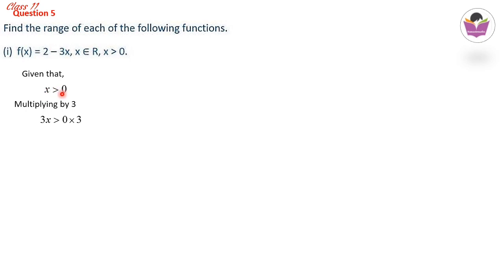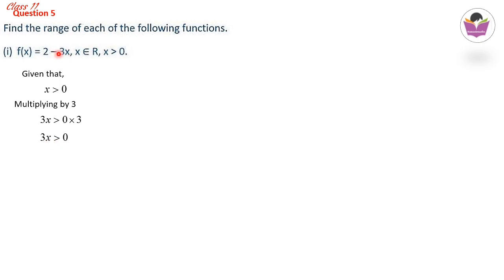If you multiply by 3 here, 3x is greater than 0. X greater than 0 means of course 3x also will be greater than 0. See, for example, if you take 1 is greater than 0, if you multiply 1 with 3 it is also greater than 0. So that is what the statement means. So 3x is greater than 0 into 3. We are just multiplying 3 on both the ends. So we have got 3x now.